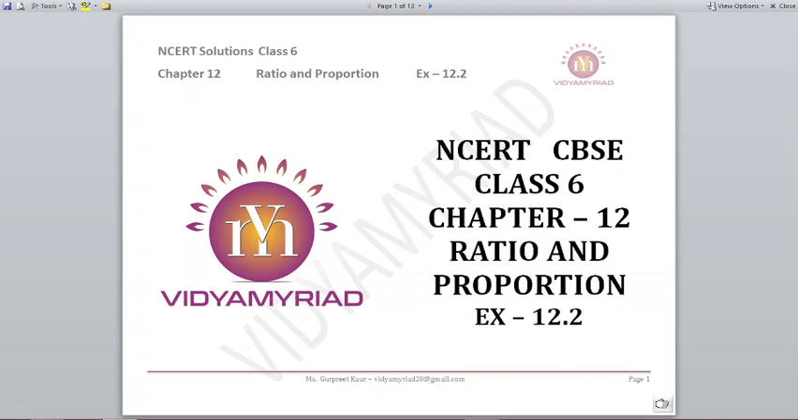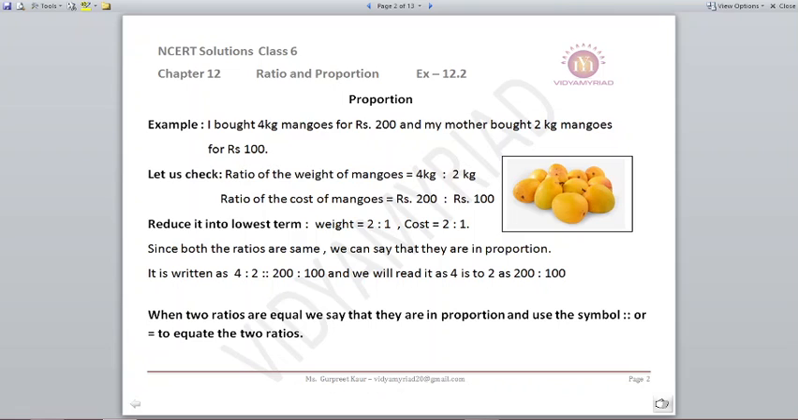This video is made for class 6 on chapter number 12, ratio and proportions, and today we are going to begin with exercise 12.2 from NCERT. Now before we begin with an exercise, let us understand one example.